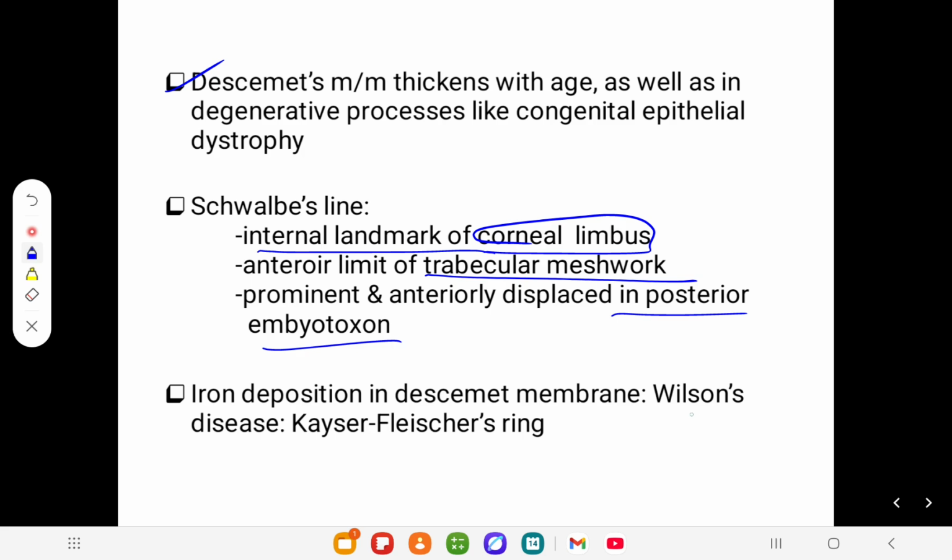Iron deposits in Descemet's membrane are seen in Wilson disease. What do we call that? Kayser-Fleischer ring. The Fleischer ring in keratoconus is iron deposition at the epithelium level, whereas in Wilson disease it is the Kayser-Fleischer ring, KF ring, right? So the KF ring deposits at the level of Descemet's membrane. It's a common MCQ question.